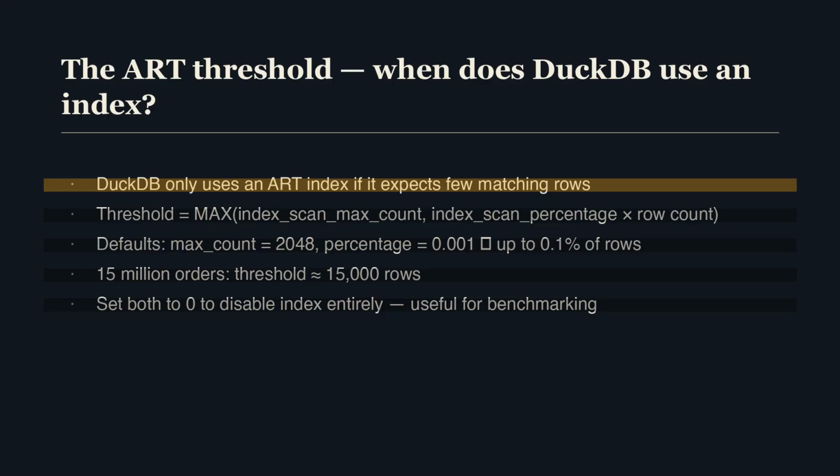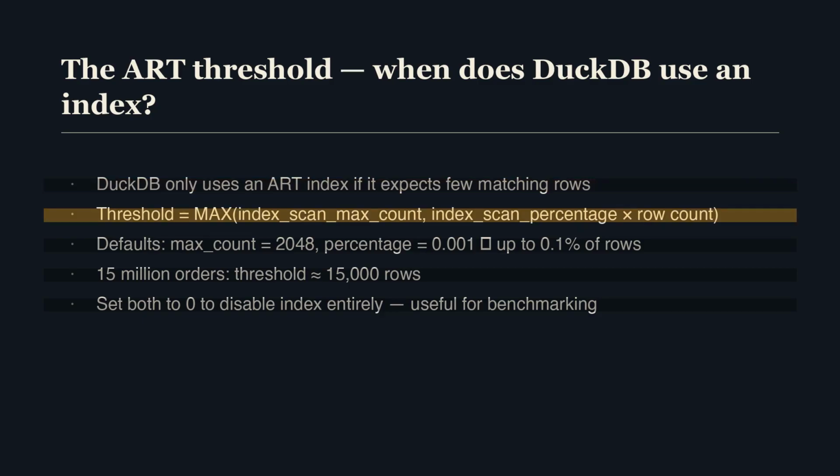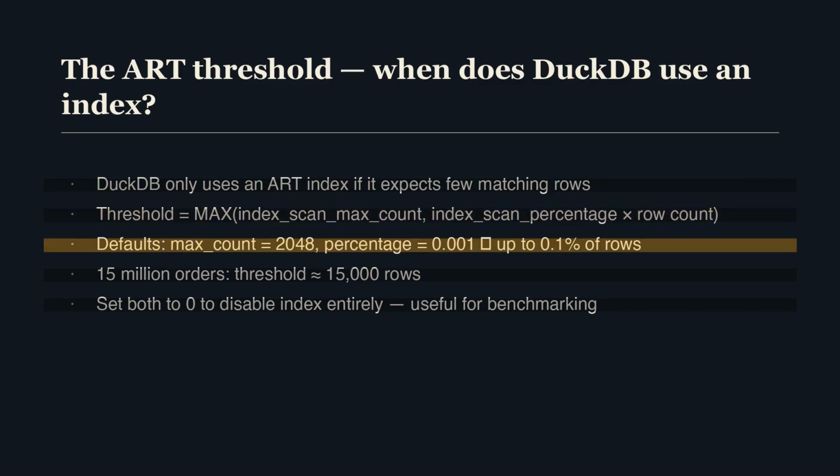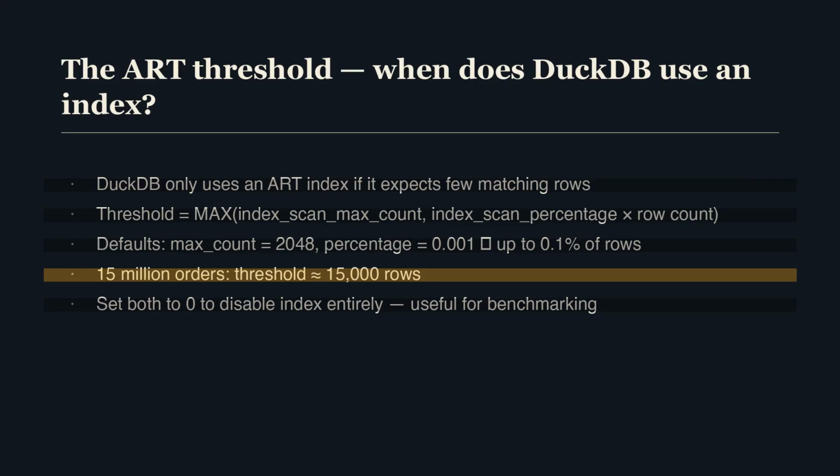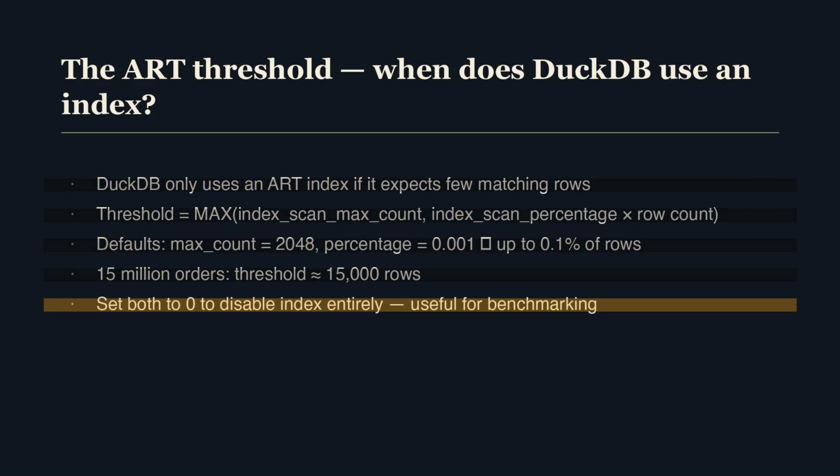DuckDB only uses an ART index when it expects few matching rows. The threshold is the maximum of index scan max count and index scan percentage times row count. The defaults: max count of 2048, percentage of 0.001, or up to 0.1% of rows. For 15 million orders, the threshold works out to approximately 15,000 rows. Set both to 0 to disable the index entirely, useful when benchmarking to compare full scan against index scan.